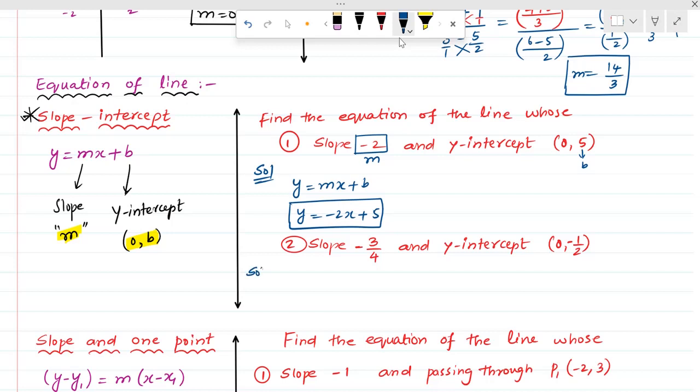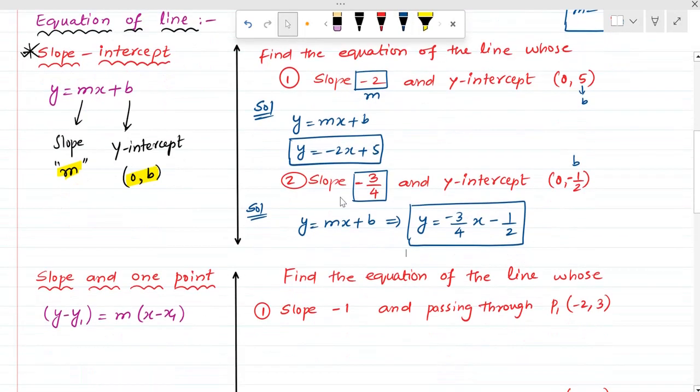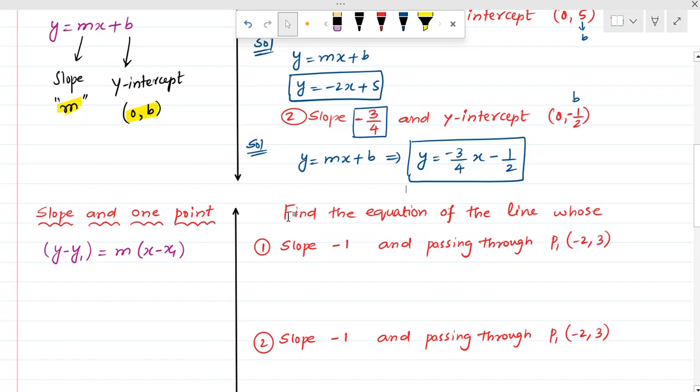Similarly, here we will have the slope. This is the slope and this is my b. Now I just substitute in the rule y equal mx plus b. Now how will you write this one? y equal minus 3 over 4 x minus half. So this is the equation of the line. If you want to simplify, you can cross multiply and simplify, or you can leave it as it is. Now the next case, in this one we will have a slope and also a point.